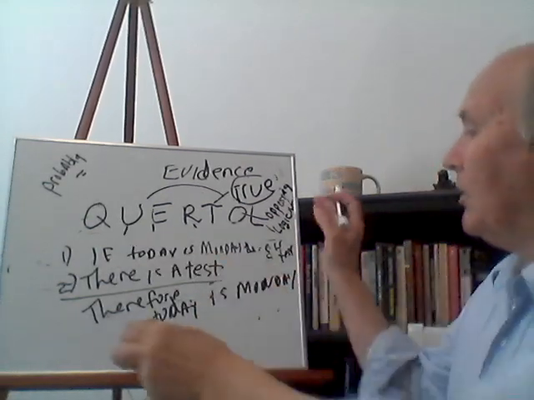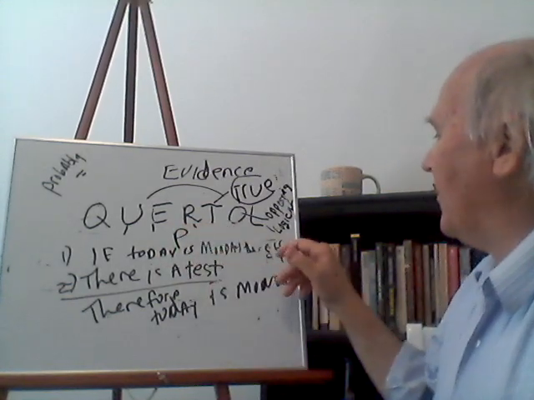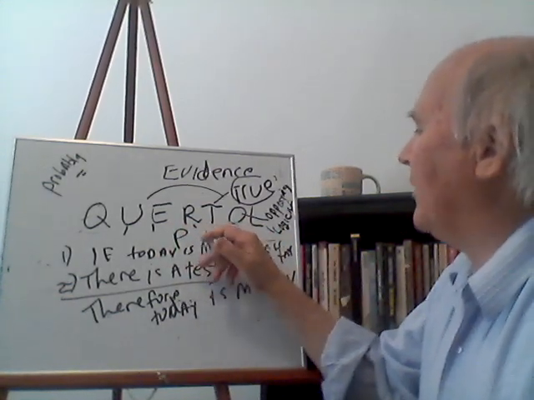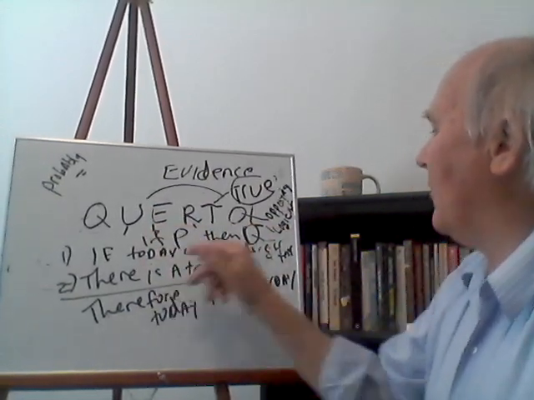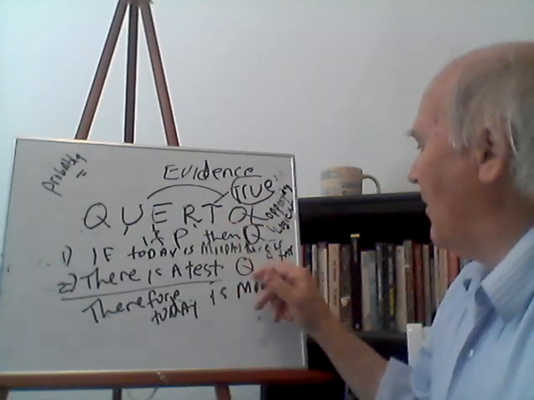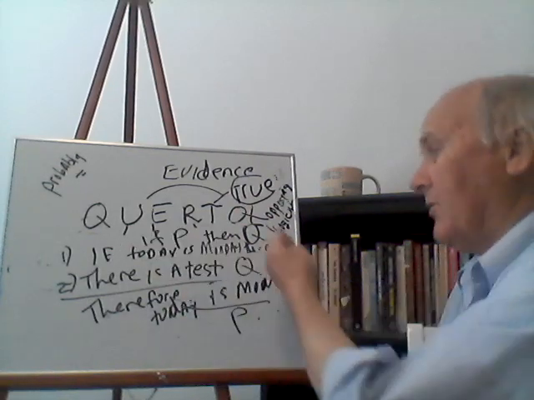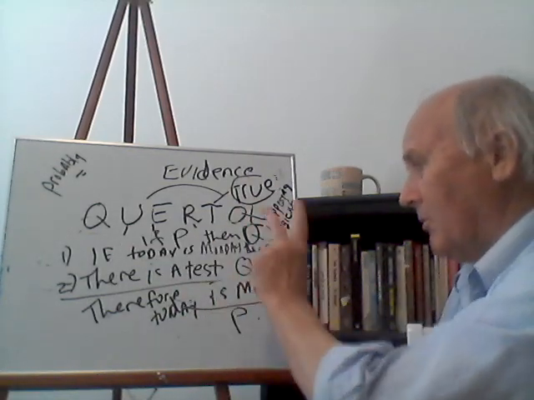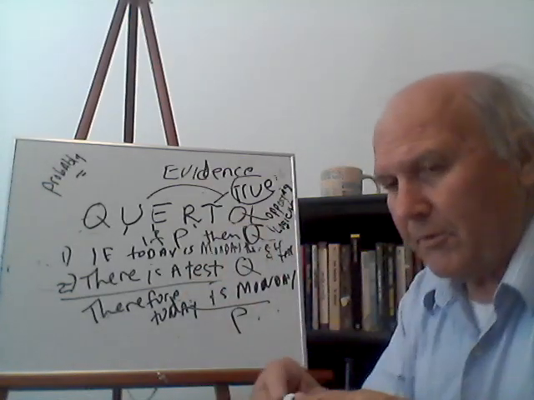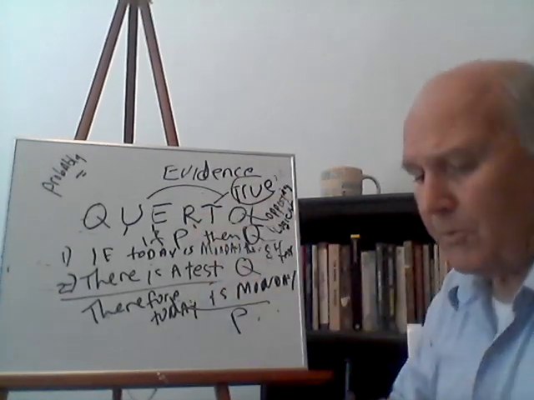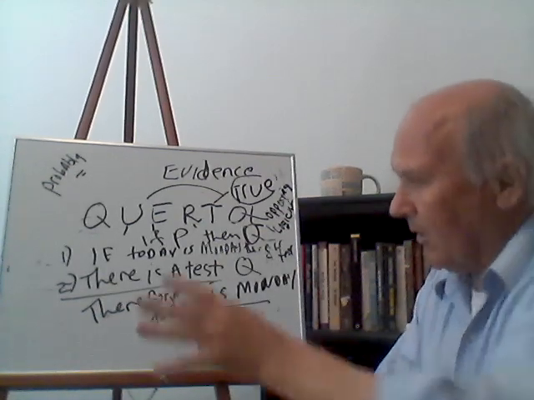If I substitute letters for the sentences, if today is Monday, call that P, and there is a test, call that Q, the argument would be: if P, then Q; Q; therefore P. Any argument that has that form is illogical. And your book talks about this, so that is definitely one of the forms you need to be familiar with. Okay, so that's basically all I want to say today.